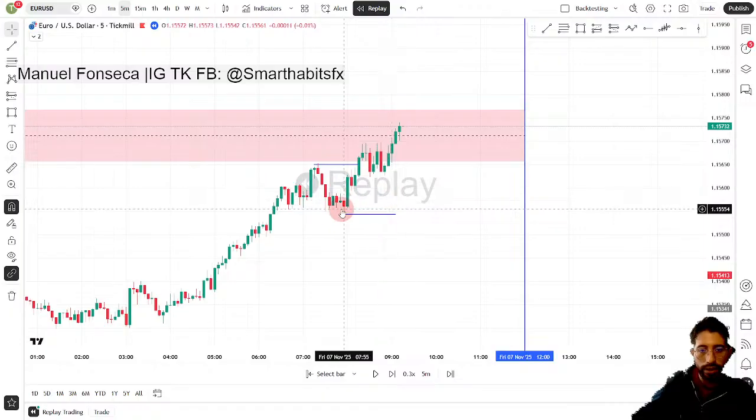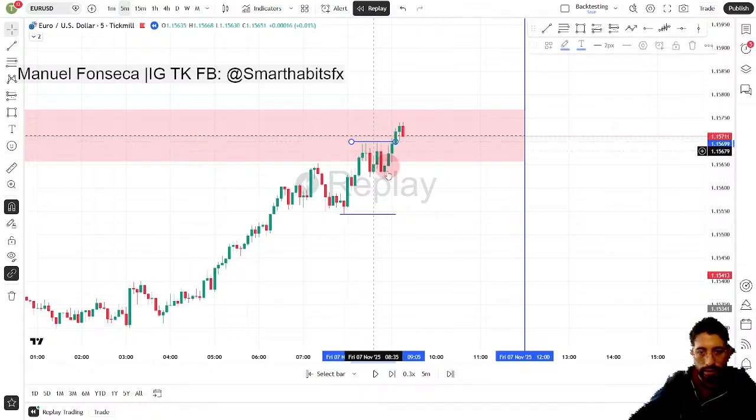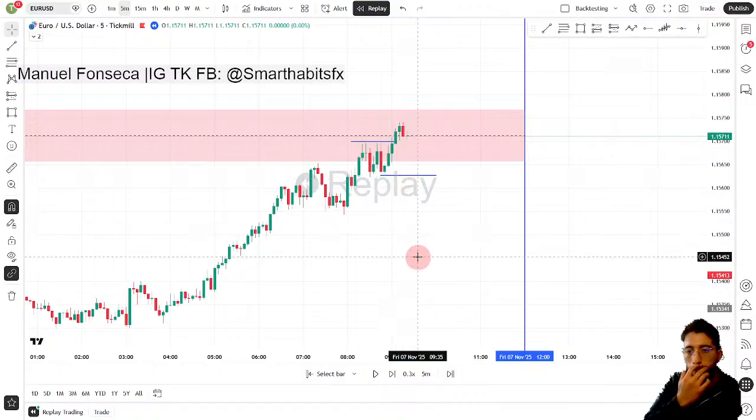Patience. Okay. Not yet. We're still in the zone. We can still sell in. It's a retracement, remember, right? Because now we're in a bullish trend, not in a bearish. Patience.